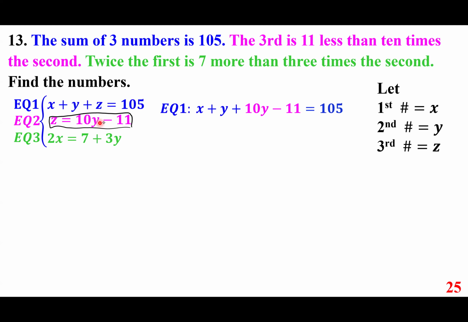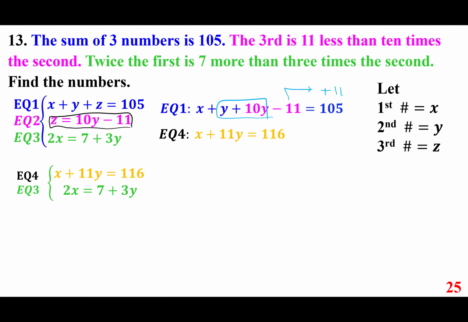And now we're going to call this equation number 4 by combining the following. So x plus 11y equals 160. So we move the negative 11 to the other side. So now, equation number 4 is what we just came up with. Equation number 3 is already there. We just write it without any change.